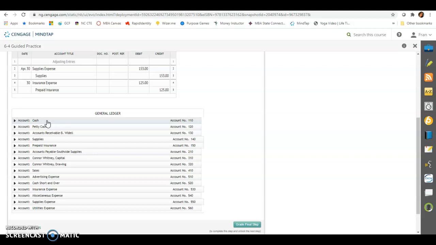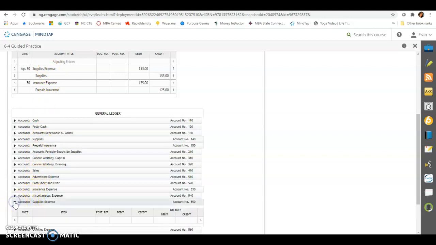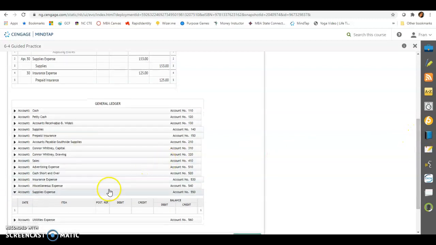So we're just going to dip a little bit into here. We're going to go to supplies expense and open it with a little button right there. And for that, all we have to do is type in the date, which is April 30th. And that was a debit for $153. So we put the debit for $153 in here. We put the debit for $153 in here. And if you look, this account number for supplies expense is 550.